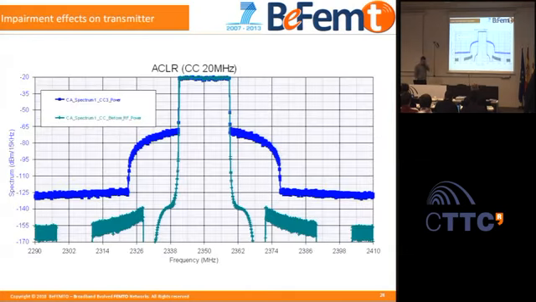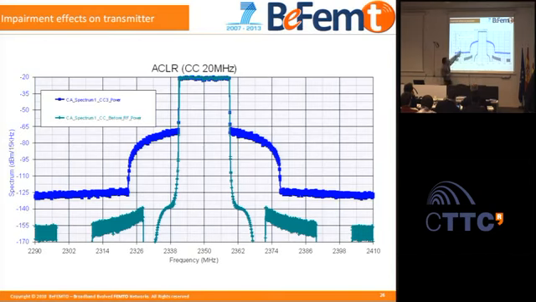This is a simulation that we made for one LTE carrier, 20 megahertz. This is for the transmitter chain. This is the signal that you can have with an ideal transmitter, with absolutely no impairments. And this is the real simulated spectrum, including all of these impairments, the phase noise, the 1 dB compression point, and things like that. So you can see how the spectrum is increased. This is noise, and this is the adjacent channel leakage ratio.